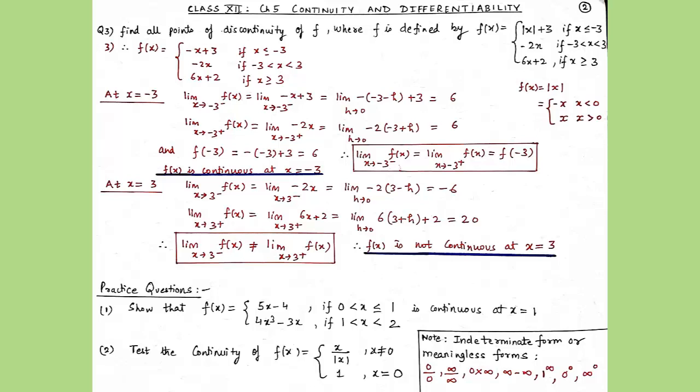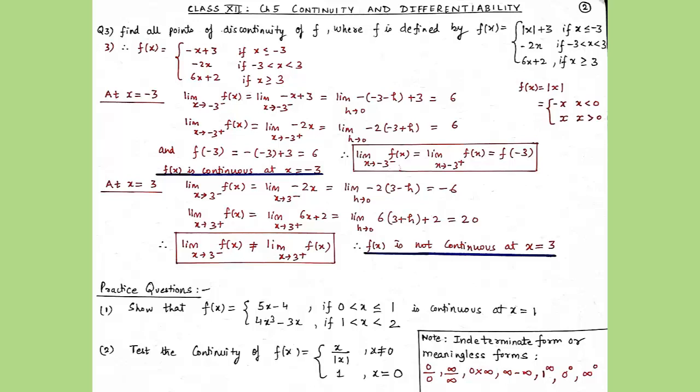And now, students, we will check at x equal to 3. So first we will take the left hand limit. Therefore we can write it as limit x tends to 3 minus f(x), and according to our function, at x tends to 3 minus, our function f(x) will be equal to minus of 2x. So we get limit x tends to 3 minus, and in place of f(x) we will write minus of 2x.